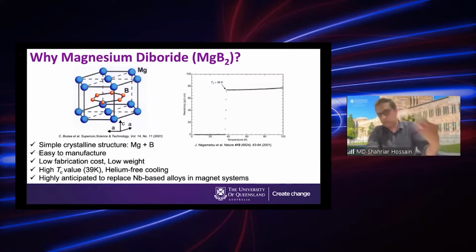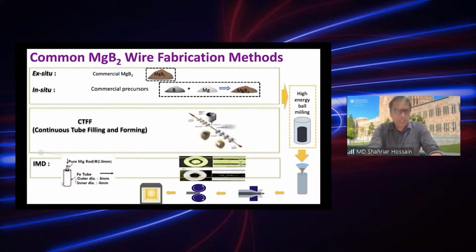We were expecting this long ago, but it's still not as mature as we expected. Okay, so these are the fabrication processes. As we all know, because we are here, everyone in the MgB2 research area. So you have the in situ, and this is the ex situ.